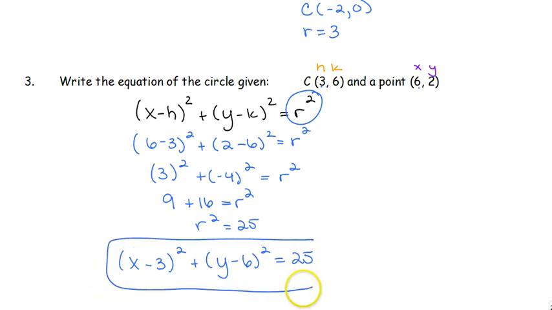Just like in the last chapter when we wrote vertex form and intercept form, the only variables that you should see in your answer are x's and y's. And that is the last problem, and we are done for today.